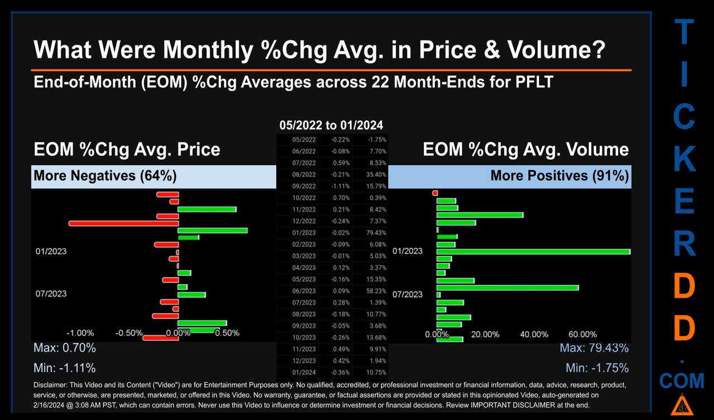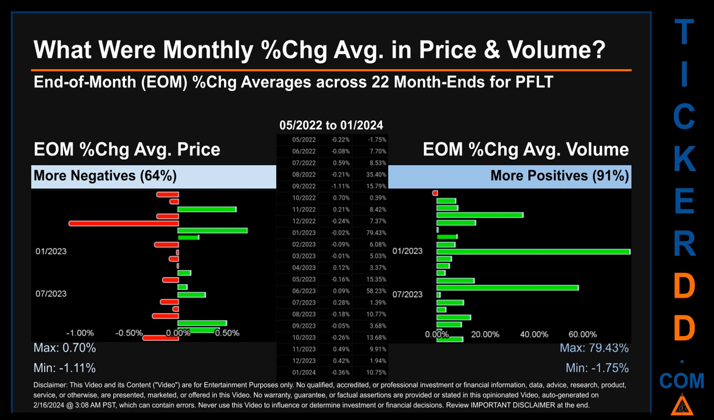What were end-of-month percentage change averages in price and volume for PFLT? The monthly average of percentage change in price and in volume were calculated for each of the 22-month ends. That calculation took daily percentage changes and averaged them for each given month. If a month end came out negative, then it means that the month summarily saw a negative change.